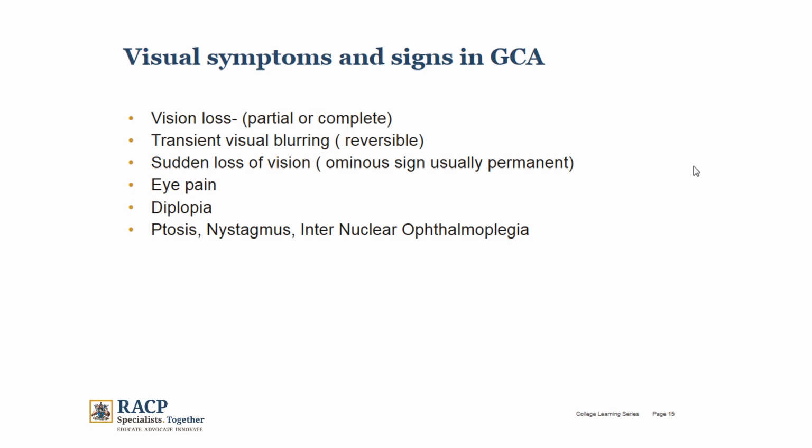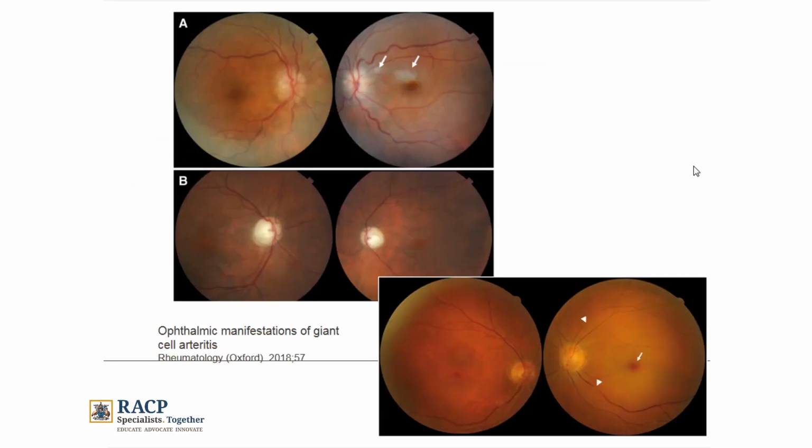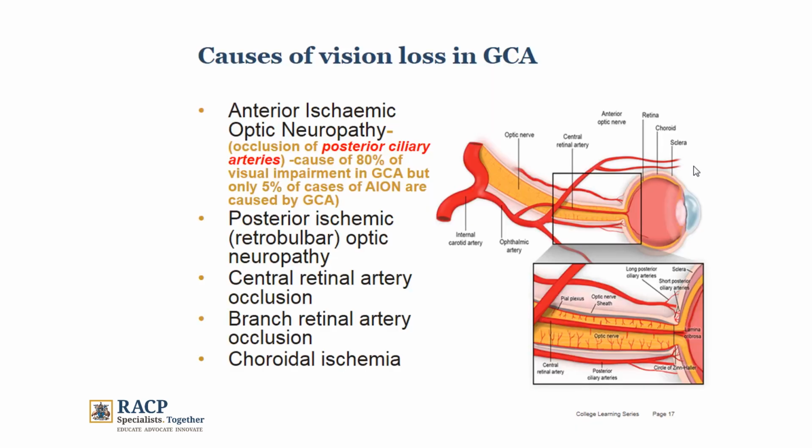The eye symptoms and signs of giant cell arteritis can be related to vision loss, which may be partial or complete. They can also present with transient visual blurring, sometimes sudden loss of vision. They can occasionally have eye pain, diplopia, ptosis, nystagmus, and internuclear ophthalmoplegia are also seen. As you can see on the fundus examination of the eye, you can see cotton wool areas and also the cherry red spot.